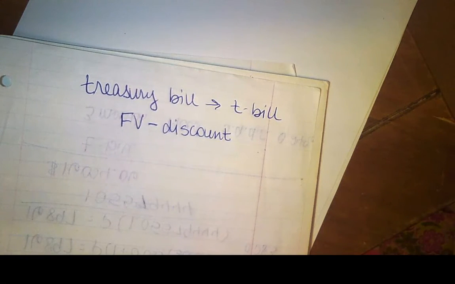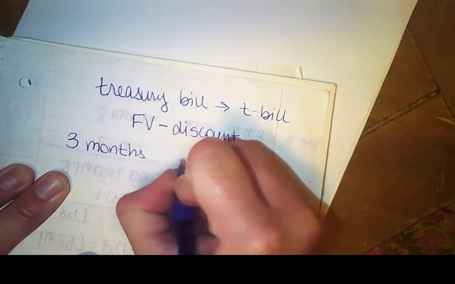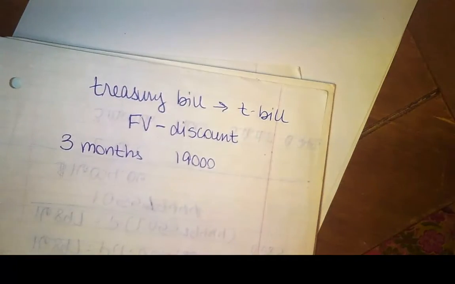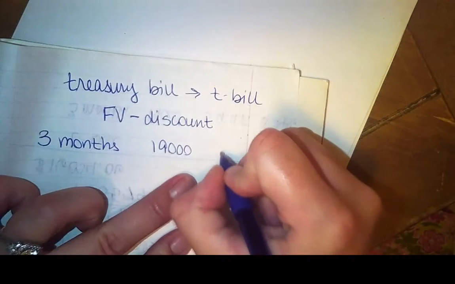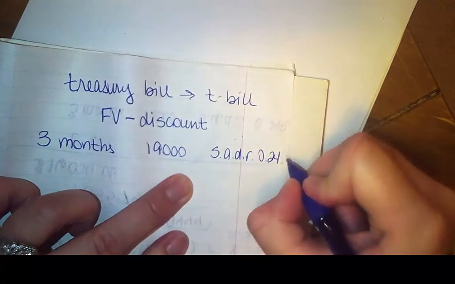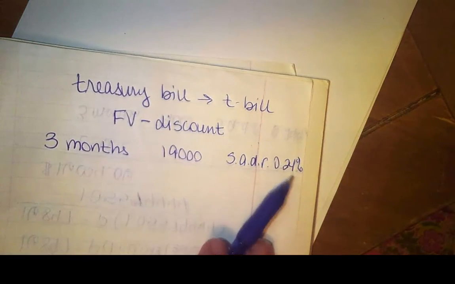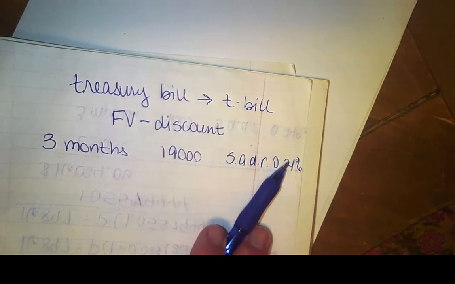So that's the actual price of it. Now, I am told that I've got a 3-month $19,000 Treasury bill, and my interest rate has a simple annual discount rate of 0.24%. Remember that this is percent format, not the decimal, so we're going to have to change it to decimal.